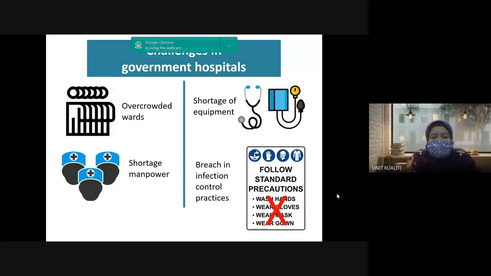And also of course lah, bila overcrowded wards ni patient ramai, there will be challenge, shortage of medical equipment, and also masalah yang paling utama adalah our healthcare worker do not follow standard precaution for infection control, breach in infection control practice. They don't wash hands, they don't wear gloves, not wear mask, not wear gown when attending the patient. This can cause spread of infection.